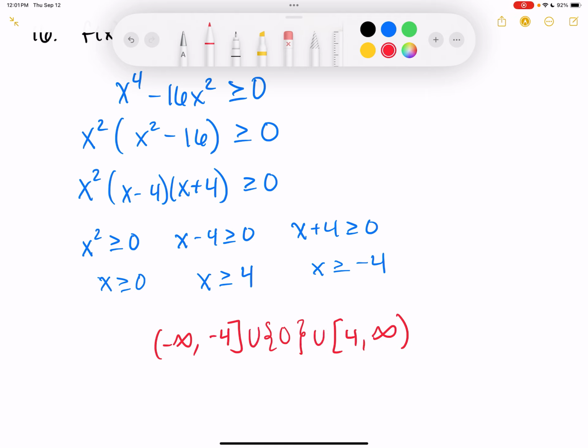Wait, I get positive 17. Then you're probably using parentheses incorrectly. Inside it would be negative 1 raised to the 4th minus 16 times negative 1 squared. That's how it should be typed. It gives you negative 15, which is a problem.